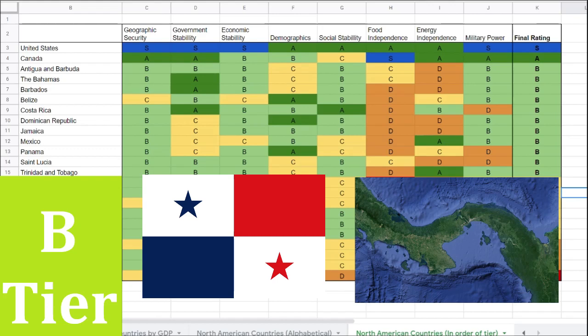Demographics in Panama is actually A tier. It has a rapidly growing population and a rapidly growing economy, which is very good.